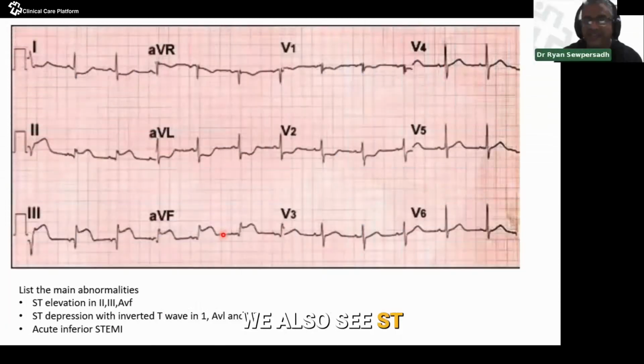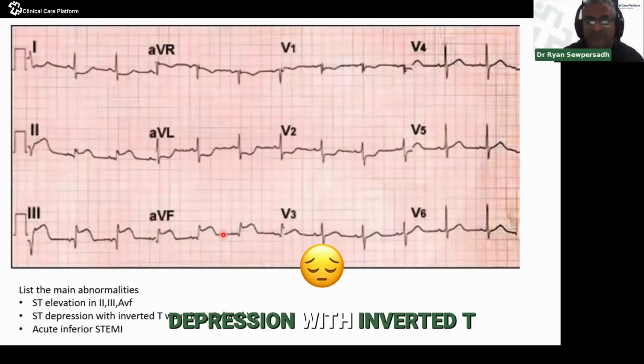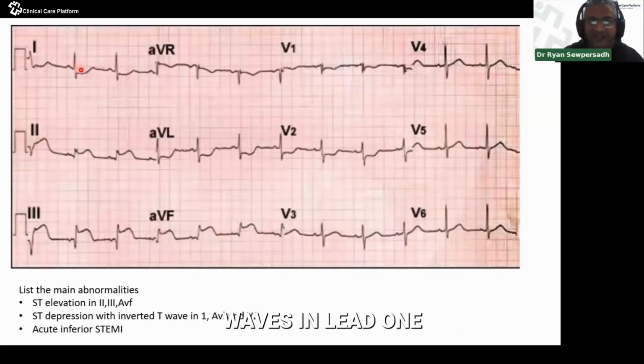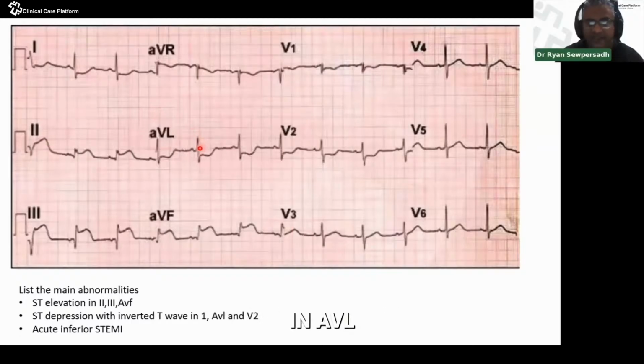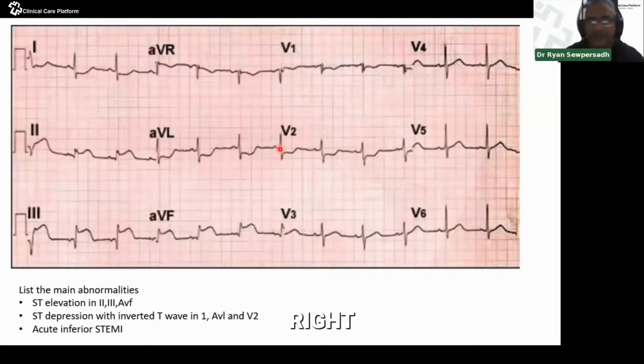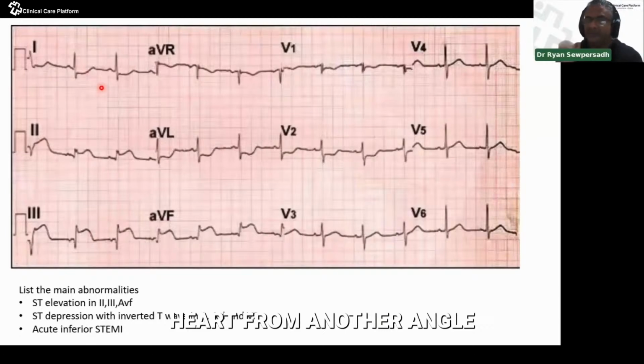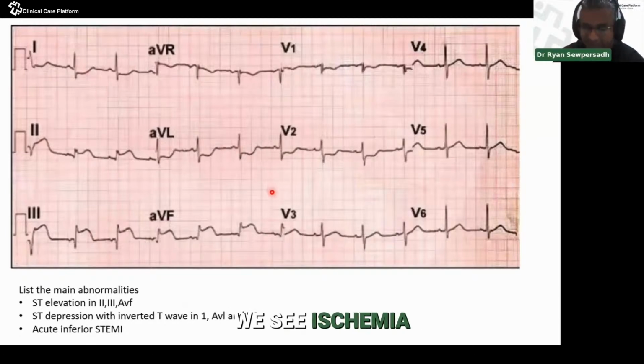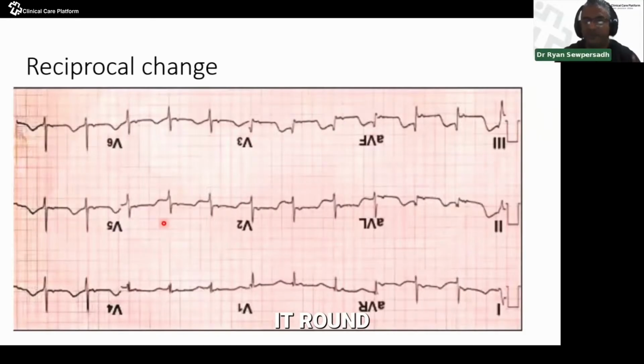We also see ST depression with inverted T waves in lead 1, right? We also see it in AVL, and in V2. This is what we call reciprocal change, right? We have infarction in one area, and looking at the heart from another angle, we see ischemia. We took that same ECG and we flipped it around, right?